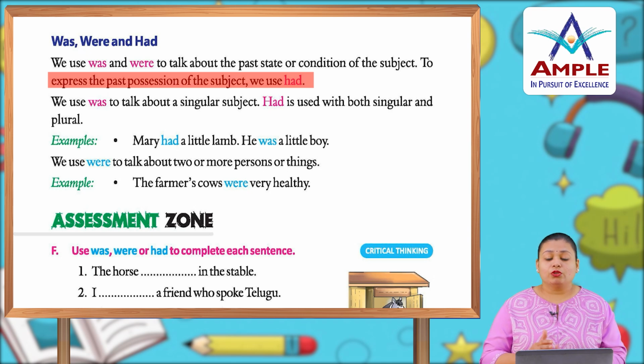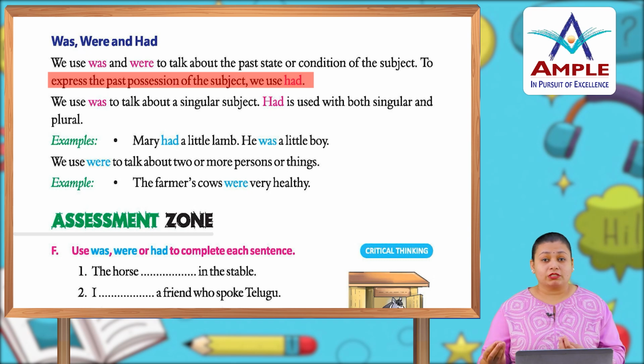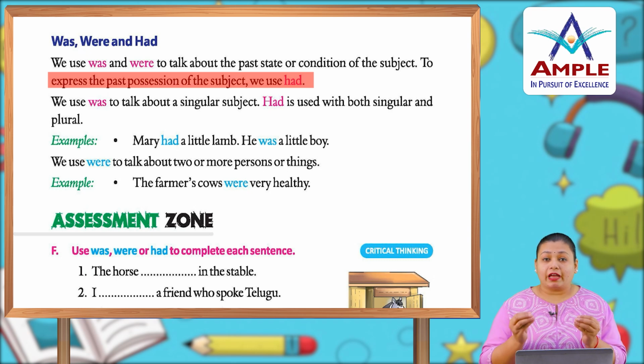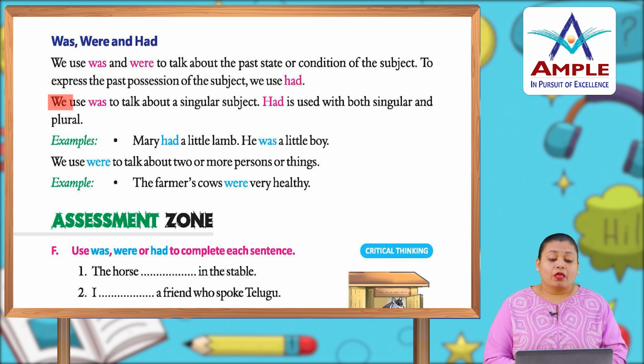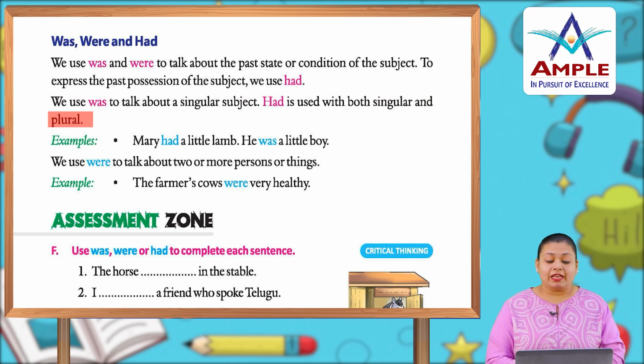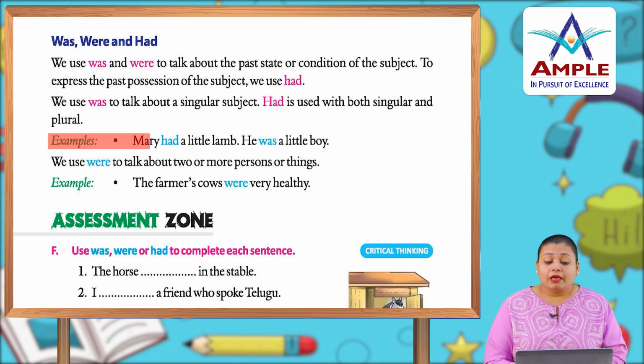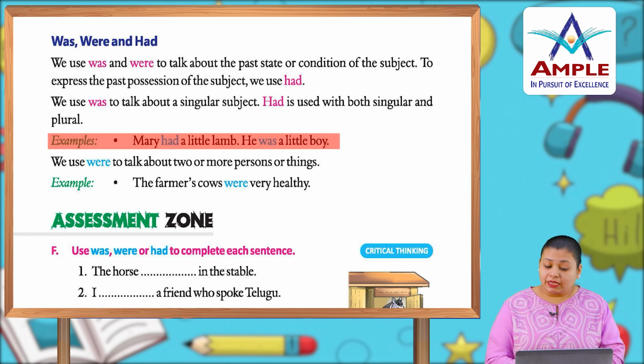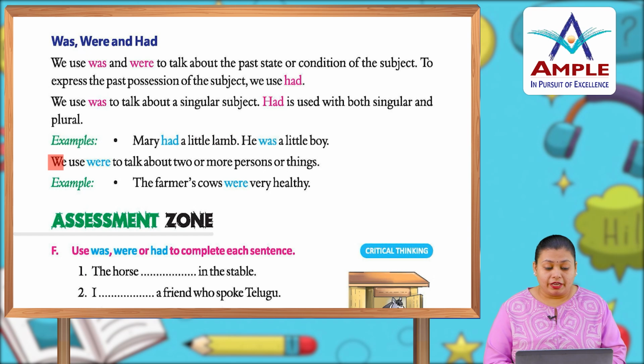You don't need to distinguish, like if this is plural then we have to use something else. You can use had with both the conditions. Okay, we use was to talk about a singular subject. Had is used with both singular and plural, as I told you. Now examples: Mary had a little lamb. He was a little boy. Okay, Mary had a little lamb and he was a little boy.